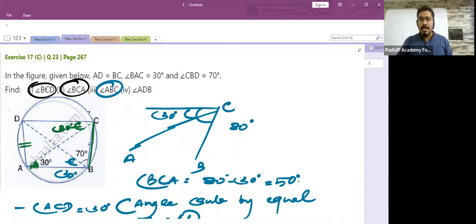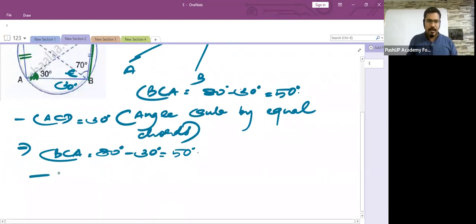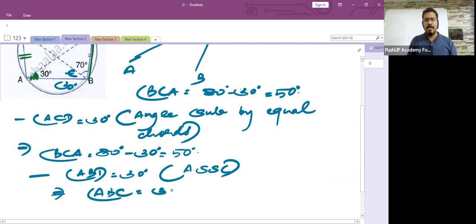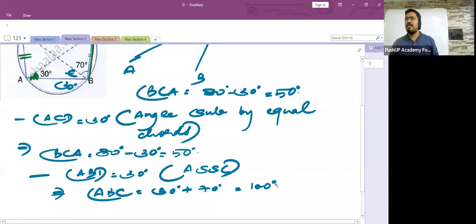All right. So children, how will you write the statement? This way. First, you will mention angle ABD is equal to what? 30 degrees. Mention the reason. Angle subtended by the same chord. So this implies the whole of angle ABC will be 30 plus 70, which is equal to 100 degrees. Okay, no need to mention any reason because it is quite obvious. It's just the sum of the two angles.